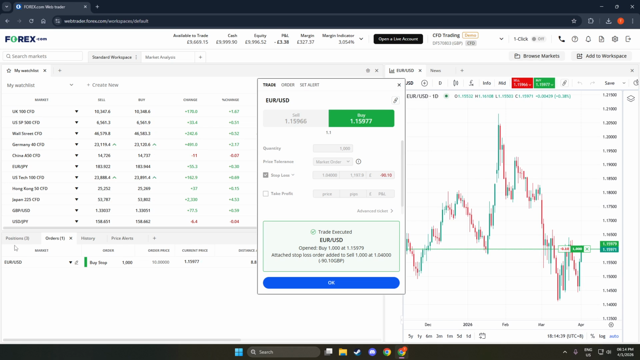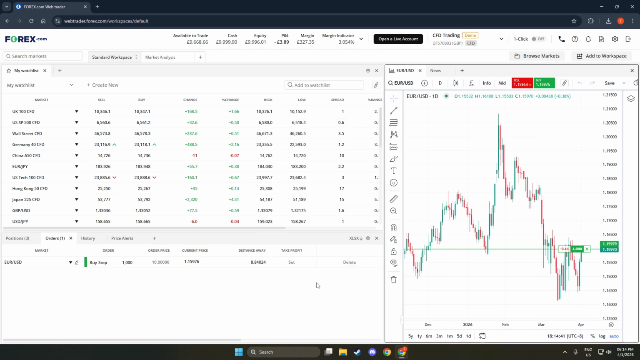That's all there is to it. Open the ticket, enter size, locate the SL field, set your price, and place the trade. With a clear plan and a properly set stop loss, you're trading with discipline rather than emotion.